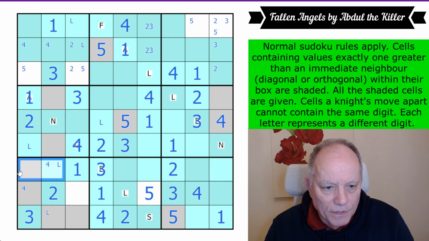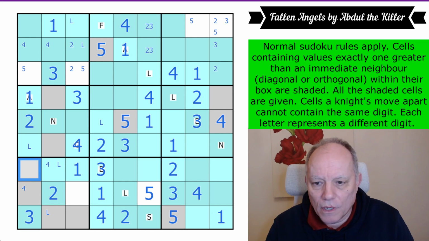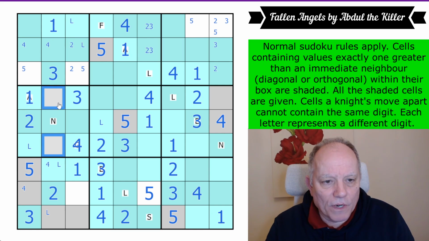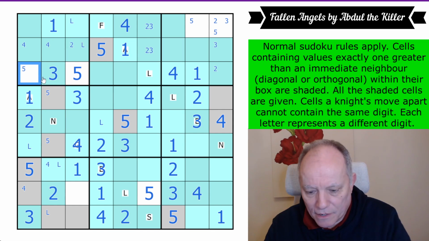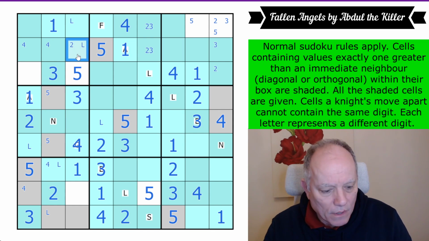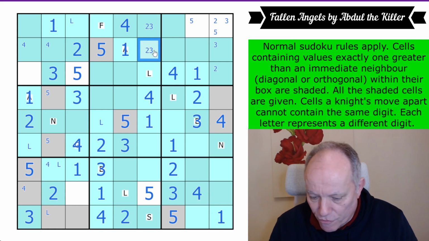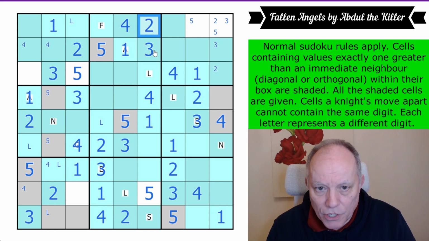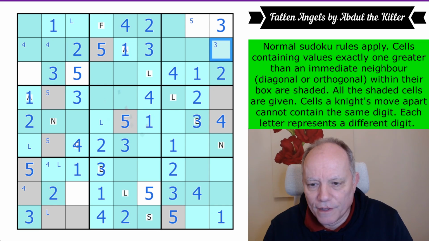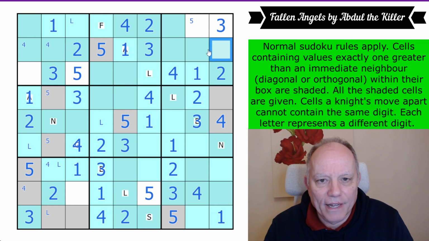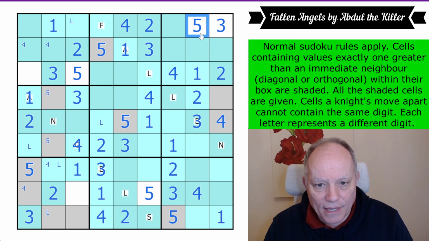5 is in one of those 2 cells. It can't be here because that's a white cell and it would be touching 4, so 5 is there. Now 5's in one of those 2, and we've fixed it in box 1, where it's going to fix 2 onto it here. 3 and 2 are fixed in box 2. That is going to fix 3 and 2 in box 3. We get another 3 in the corner. Thank you, Abdul the Killer, for that. 5 is fixed now there.